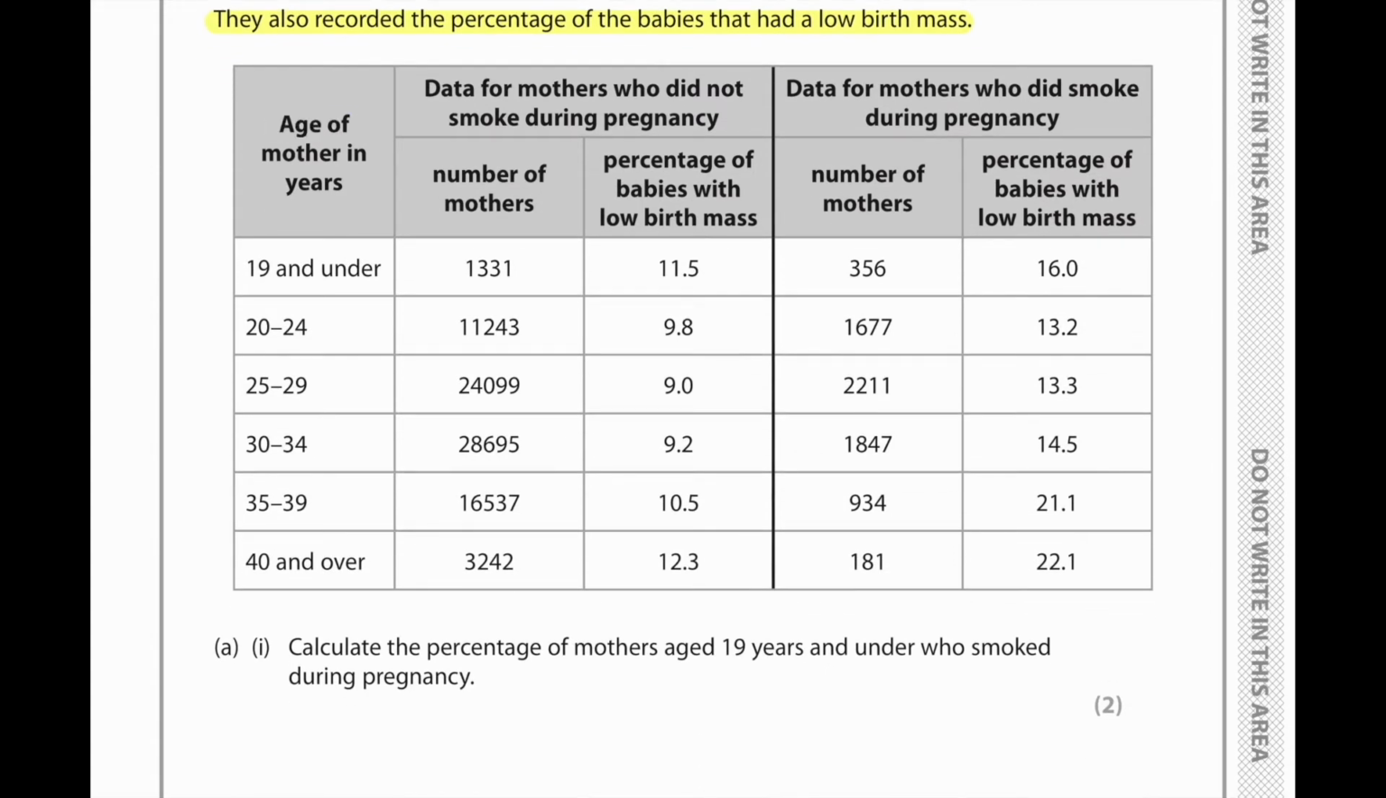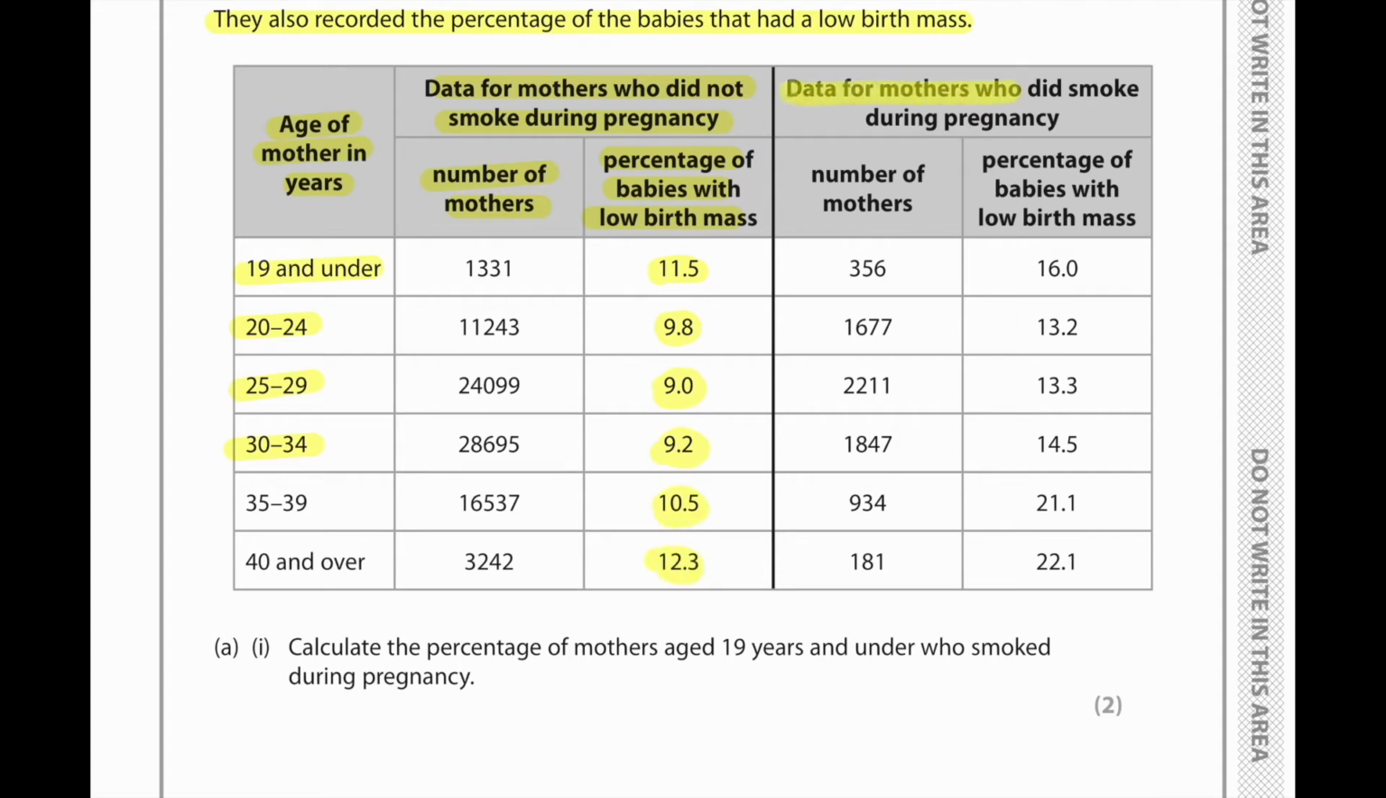Now we can see age of mother in terms of year: 19 and under, 20 to 24, 25 to 29. We have different age groups. And then data for mothers who did not smoke during pregnancy: number of mothers, percentage of babies with low birth weight. Since the answer is expressed in percentage, it's easy to compare.